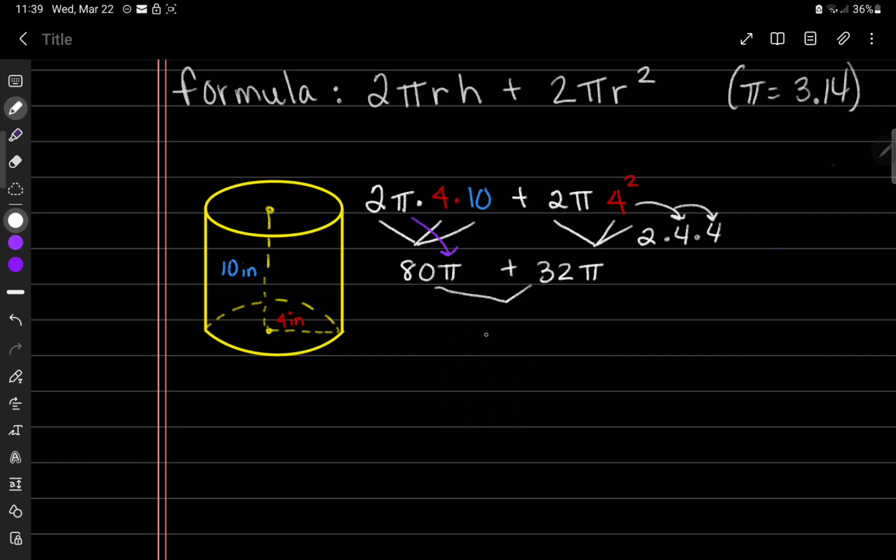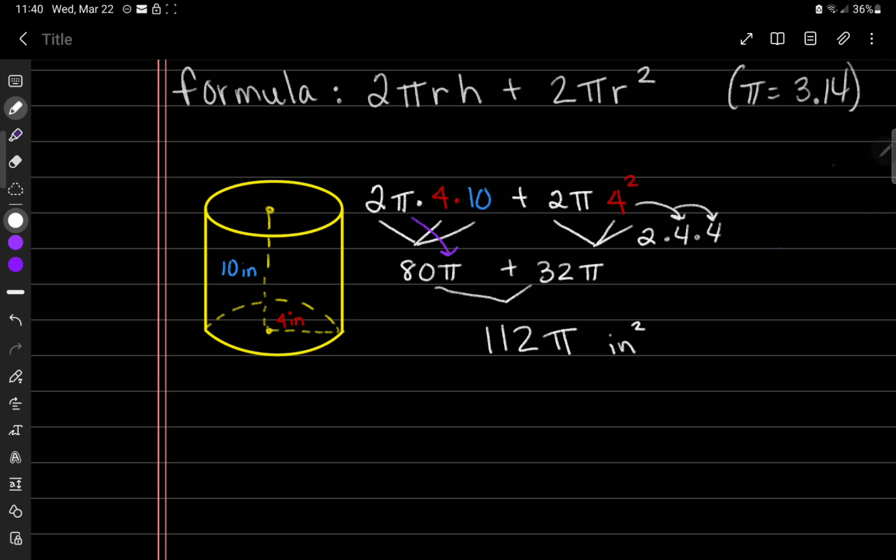112. You can use a calculator, but I was just counting. So 112 pi is your answer. Then you want to put inches for the units next to 10 and 4, and then squared. This is not the same as what we did up here. It's just something we put at the end of all of our answers for surface area. So that's literally all you're doing, and it's going to repeat over and over.